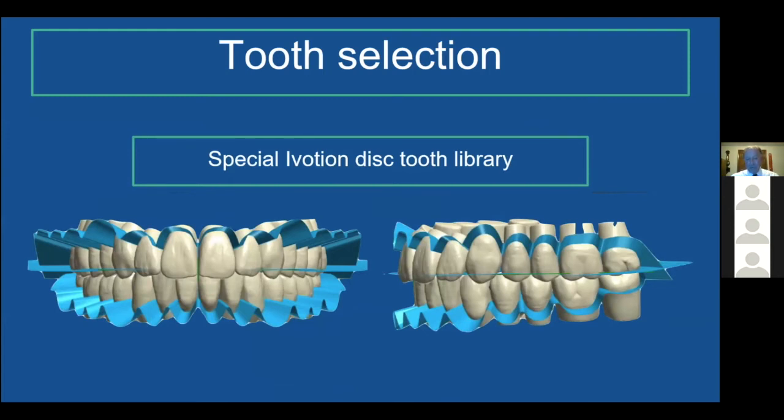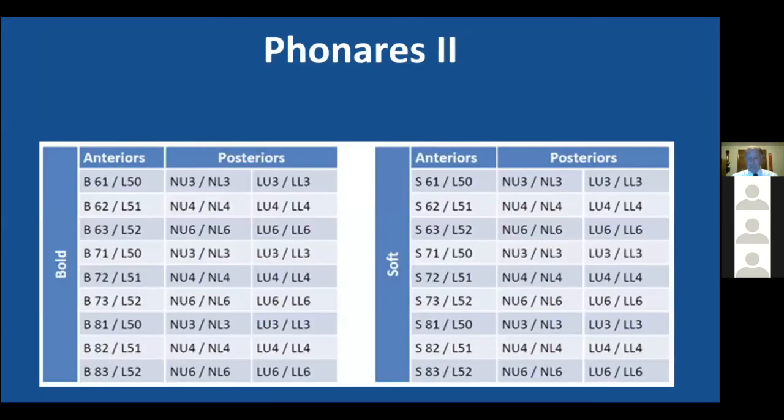With the Ivotion disc, we have a very special tooth. It's called the Ivotion tooth. It is based on the Phonaris 2, and it's going to expand to other molds as well. But right now we have the Phonaris 2, and soon we'll have the Vivadent S DCL, which is going to be very exciting as well.